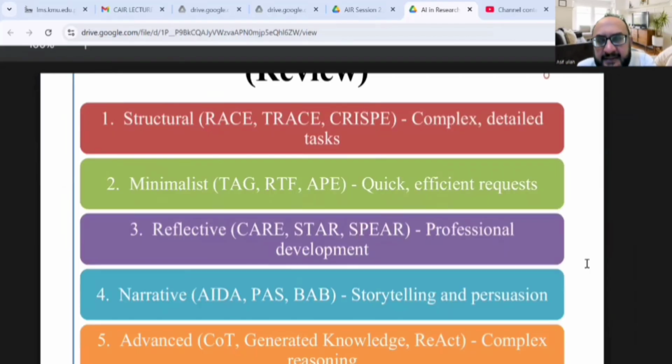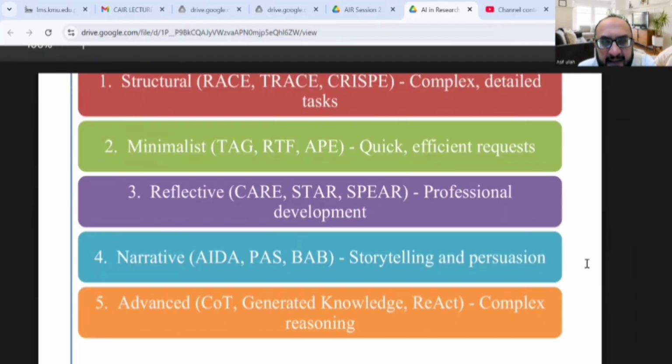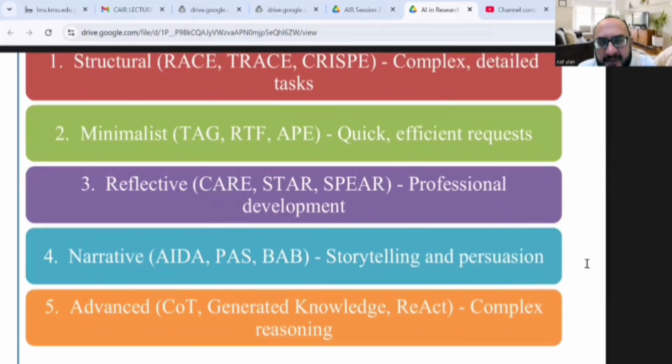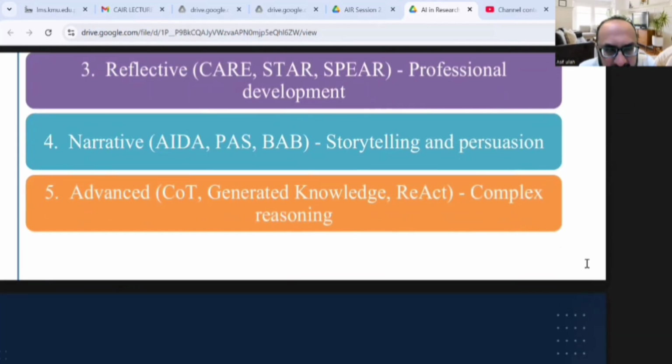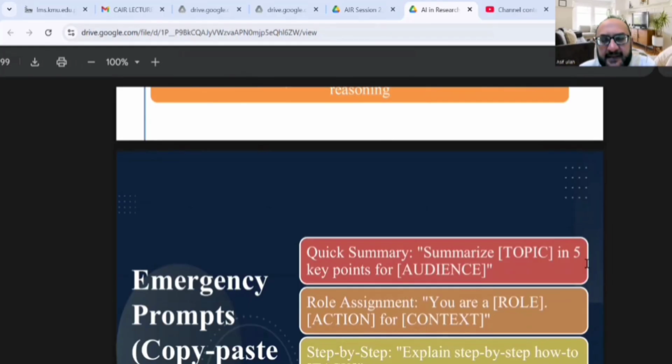Structural: RAISE, TRACE, CRISPE for complex, detailed tasks. Minimalist: TAG, RTF, APE for quick, efficient requests. Reflective: CARE, STAR, SPEAR for professional development. Narrative: AIDA, PAS, BAB for storytelling and persuasion. Advanced: generated knowledge and ReAct for complex reasoning. These are the families and how they are used.